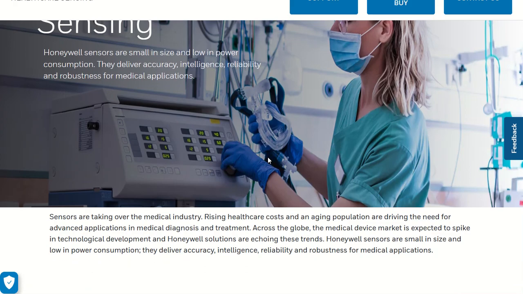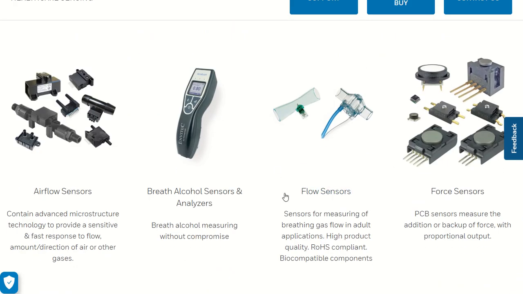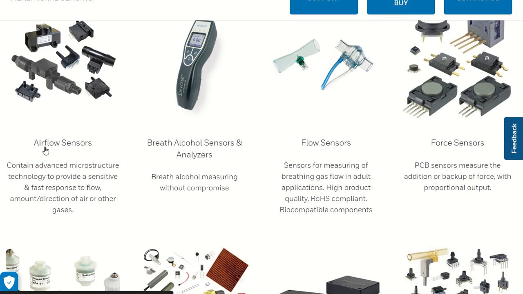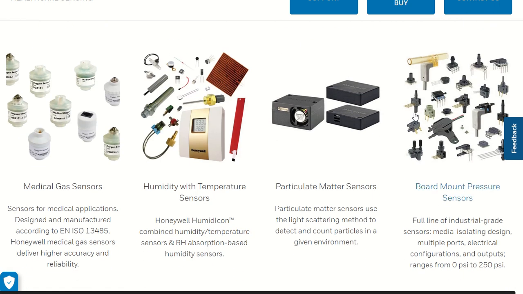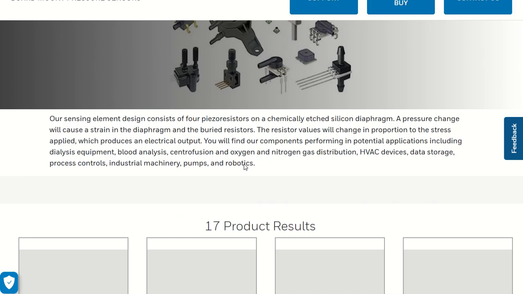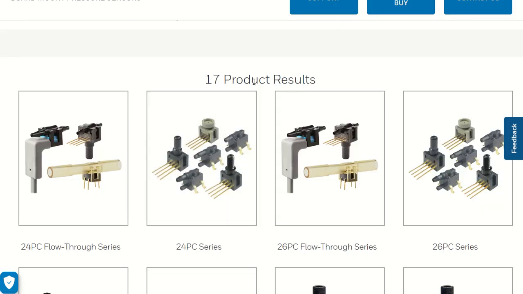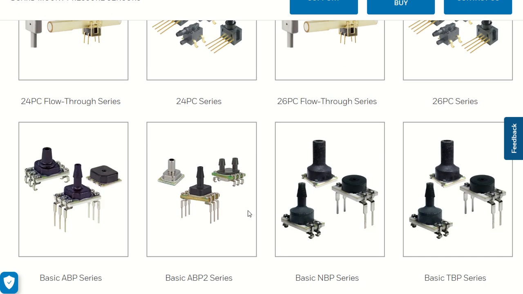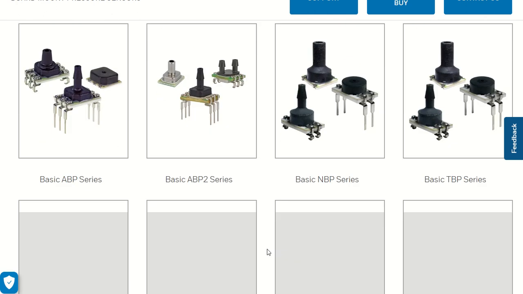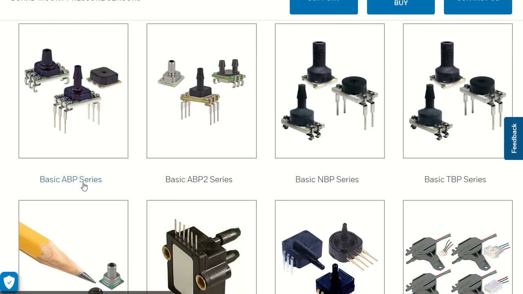When we come to healthcare sensing, you will see a lot of sensor applications: airflow sensors, alcohol sensors, flow sensors, and more. Our main focus is to understand board mount pressure sensors. Once we click board mount pressure sensors, we are on a page with almost 17 varieties of pressure sensors. We have different series as well. Our main focus will be on the ABP series in our next videos, but right now we are concentrating on the TBP series and NBP series.